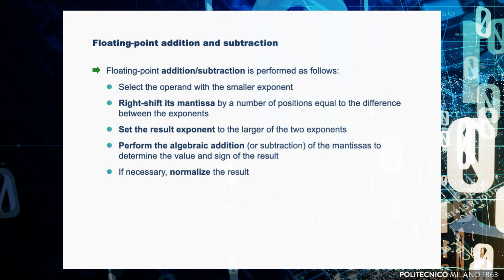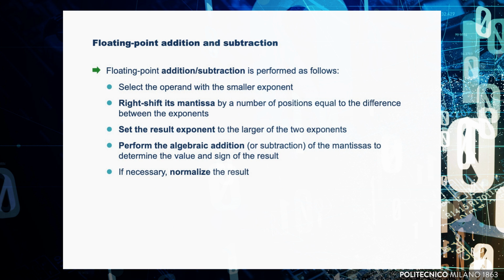Let us now look at the algorithms for the main arithmetic operations. The floating point addition-subtraction algorithm can be described through the following steps. Two normalized operands are provided as input. The exponents of the two operands are compared, and the operand with the smaller exponent is identified. The mantissa of the operand with the smaller exponent is shifted right by a number of bit positions equal to the difference between the two exponents in order to align the radix point between the mantissas.